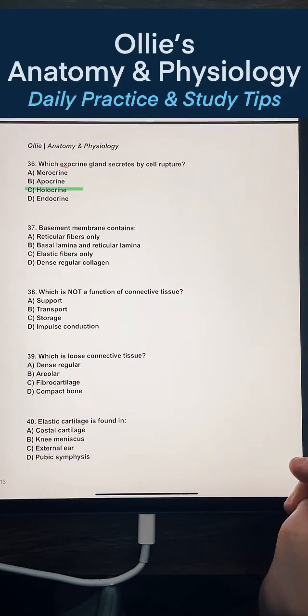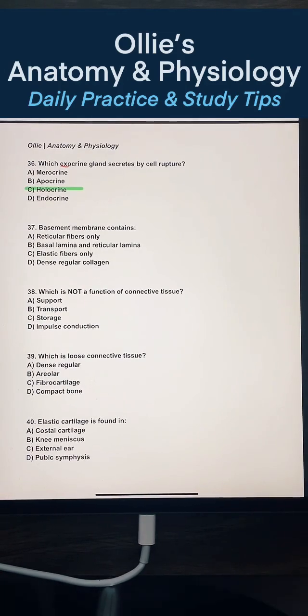Number 37, your basement membrane contains what? A, B, C, or D? Definitely didn't know that. It's totally okay. Like I said, some people do have to know it, some people don't.